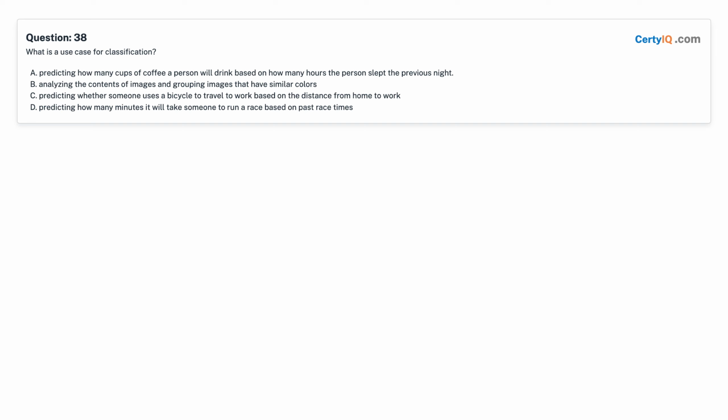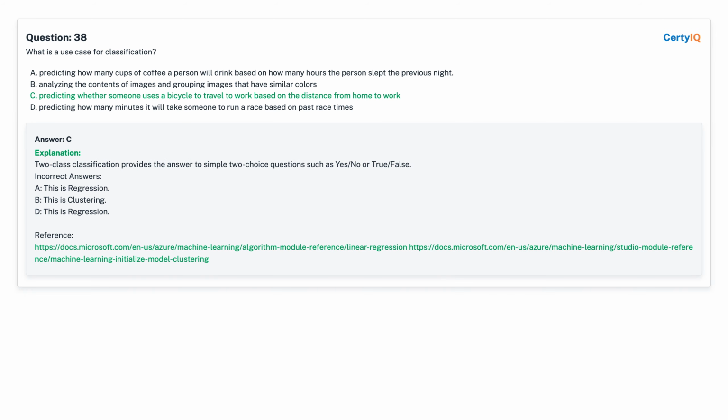Question 38. What is a use case for classification? A. Predicting how many cups of coffee a person will drink based on how many hours the person slept the previous night. B. Analyzing the contents of images and grouping images that have similar colors. C. Predicting whether someone uses a bicycle to travel to work based on the distance from home to work. D. Predicting how many minutes it will take someone to run a race based on past race times. Answer is C. Predicting whether someone uses a bicycle to travel to work based on the distance from home to work.